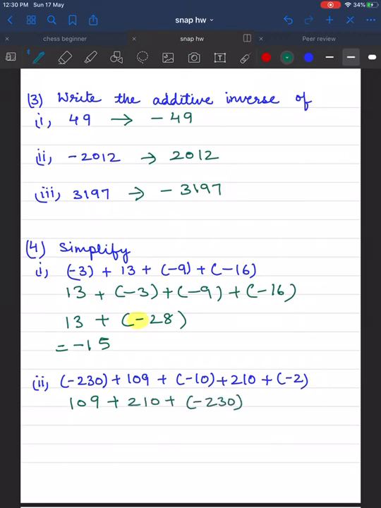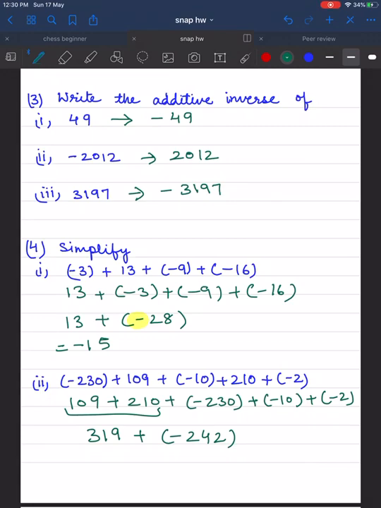So here I write the positive integers first, so 109 plus 210. Then I write the negative integers. So minus 230, minus 10, minus 2. So here I add the positive integers and I get 319. Now if I add all the three negative integers, I will get minus 242.